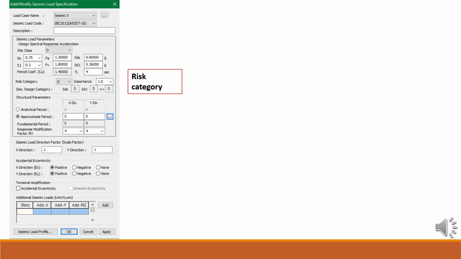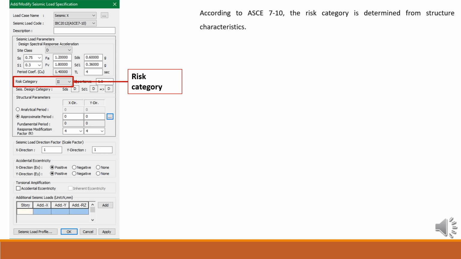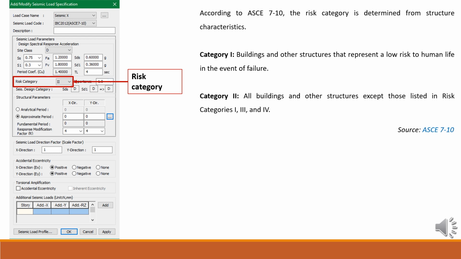Next, we will study about risk categories of structures. According to ASCE 7-10, the risk category is determined from structure characteristics. Category 1, buildings and other structures that represent a low risk to human life in the event of failure. Category 2, all buildings and other structures except those listed in risk categories 1, 3, and 4.